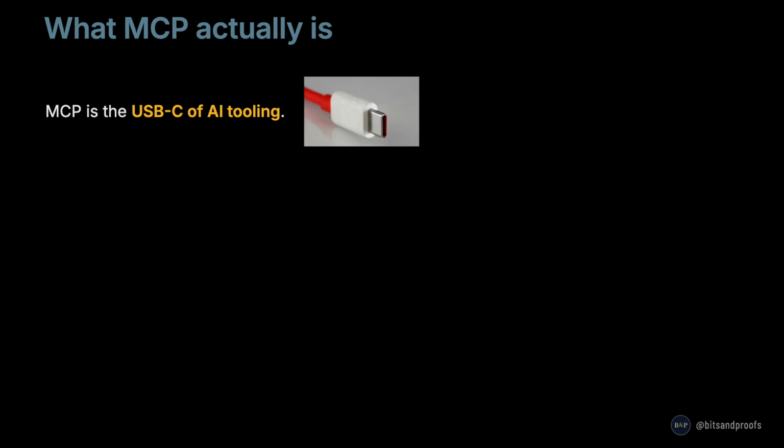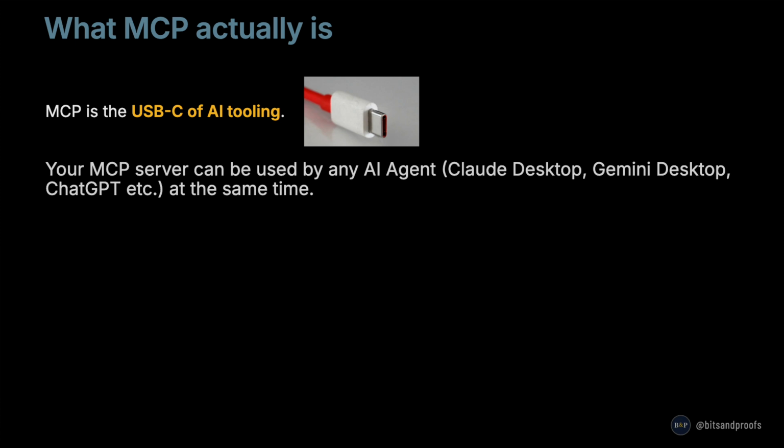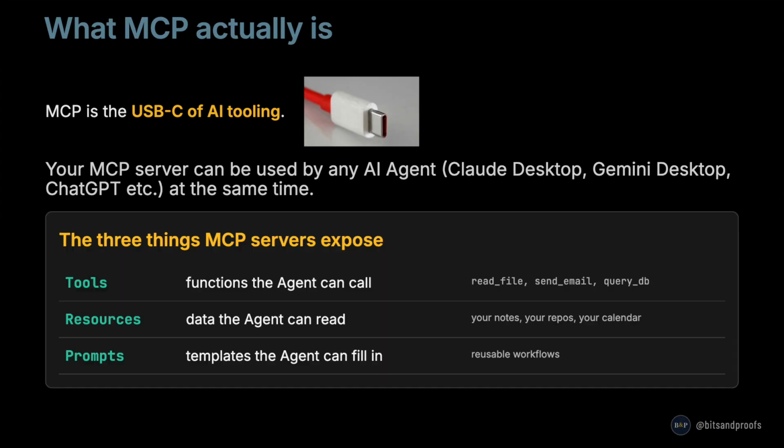First, what MCP actually is. The shortest answer, MCP is USB-C for AI tooling. One server, any AI agent, write it once and Claude Desktop, Gemini Desktop, ChatGPT, and the others can all use it. The protocol is open. Anthropic released it under a permissive license at the end of 2024, and the ecosystem has grown quickly since.